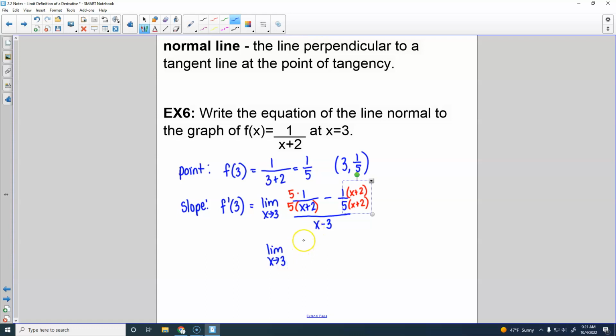So that is going to give me 5 minus x minus 2. Be really careful right there because that negative has to be distributed to both of those, and it is really easy to lose that negative. And that is our numerator, but then that's over 5 times x plus 2. And then it's still over x minus 3.